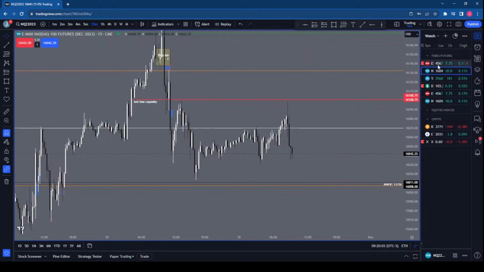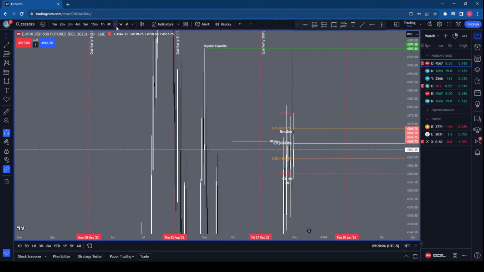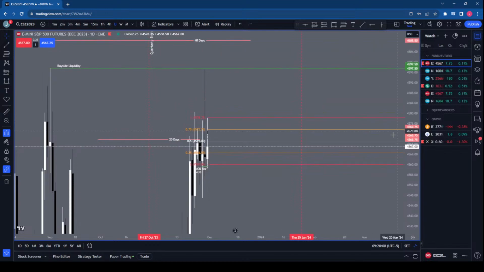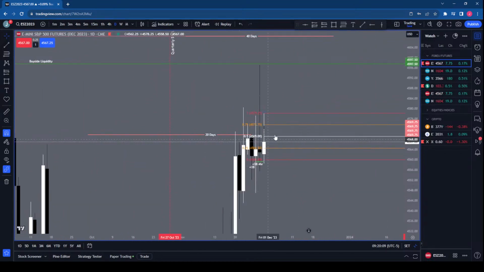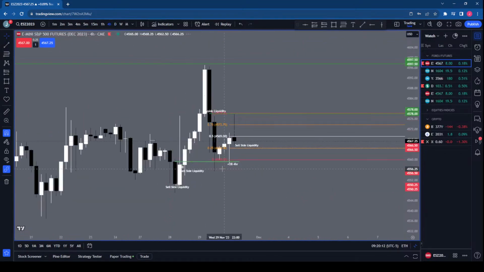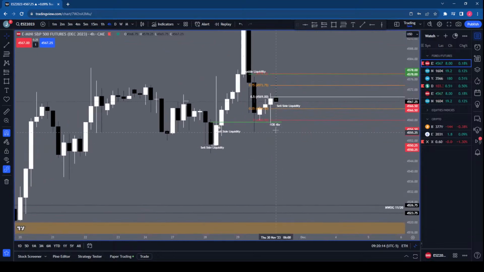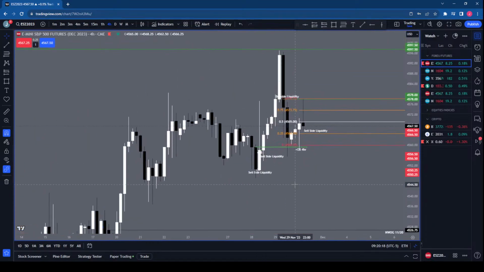I'm going to go to ES. ES, we got a similar story. We have the sideways price action. Outline this 4-hour order block on ES.